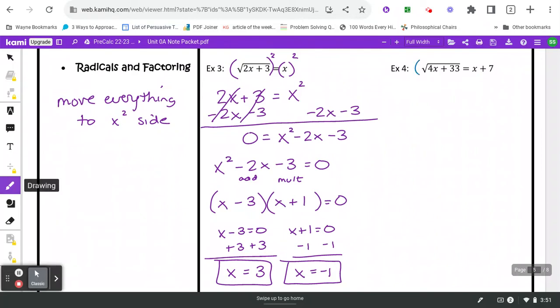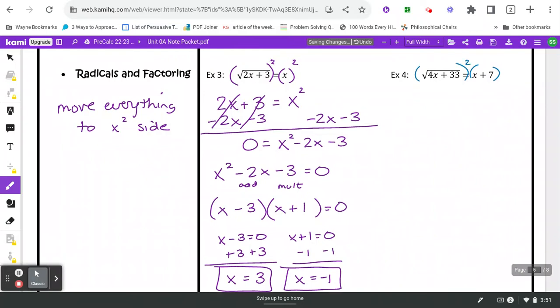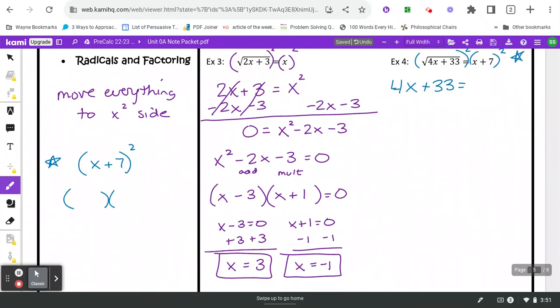All right, so we'll start by squaring both sides. Here I'll have 4x plus 3 plus 33. And now this part right here, I'm going to pull this off to the side, and I'm going to have to do it using a little bit extra space. So when I have x plus 7 squared, I actually need to write it out twice and multiply it by itself.